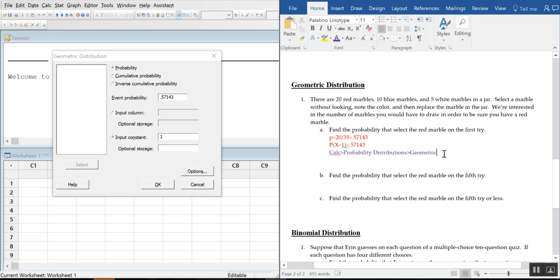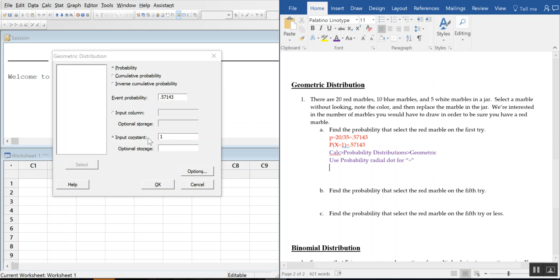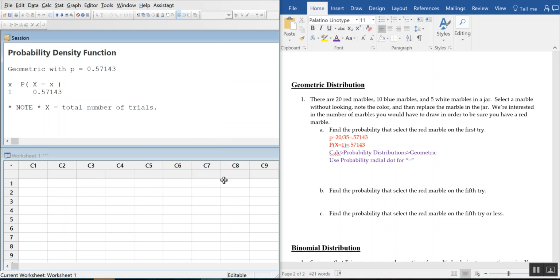So a little note to self: use probability density for equal signs. And this is very important, so you might want to make note of it. All right, I'm going to go ahead and hit OK. This is going to produce exactly what we expect it to. It's going to regurgitate the same number back to us.